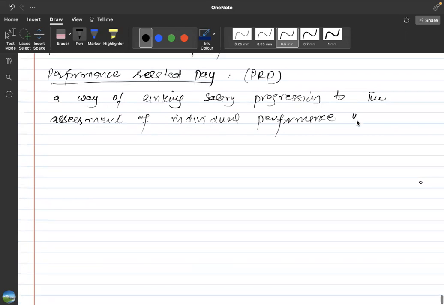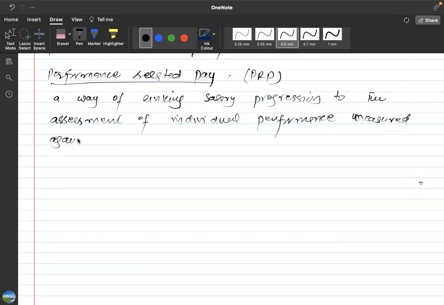Measured against preset criteria or objectives. This is called performance related pay. When we define it, we use the term bonus for it too. We say it is also a bonus that is payable in addition to the basic salary.